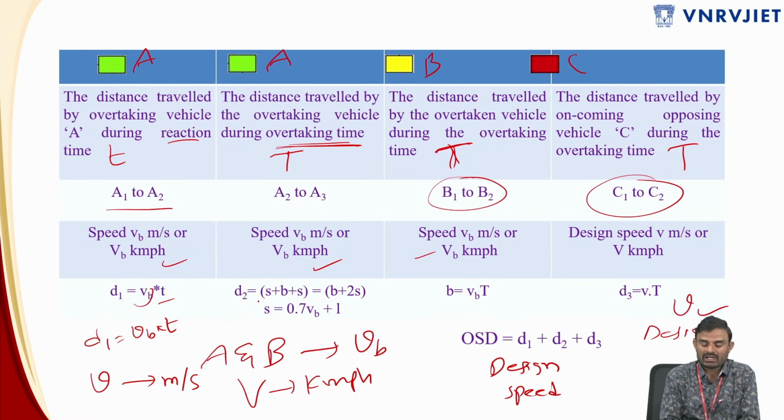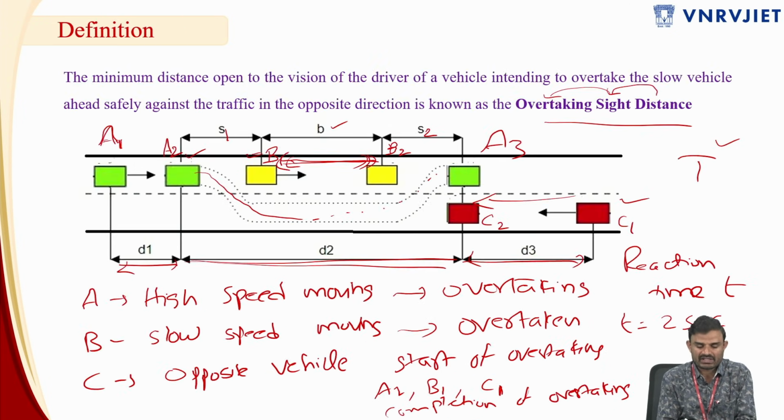And this is D2. Already we have seen in the previous slide, S1 plus S2 plus B, or B plus 2S, where S1 is equal to S2 is equal to S. And here it is very, very important, S is also the spacing between vehicle A and vehicle B. The clearance, the exact separation between both of them, is equal to 0.7 VB, which is the distance equivalent to the time of 0.7 seconds at which vehicle B or vehicle A is traveling at that speed. So this is time 0.7 seconds multiplied by speed, which gives the distance.